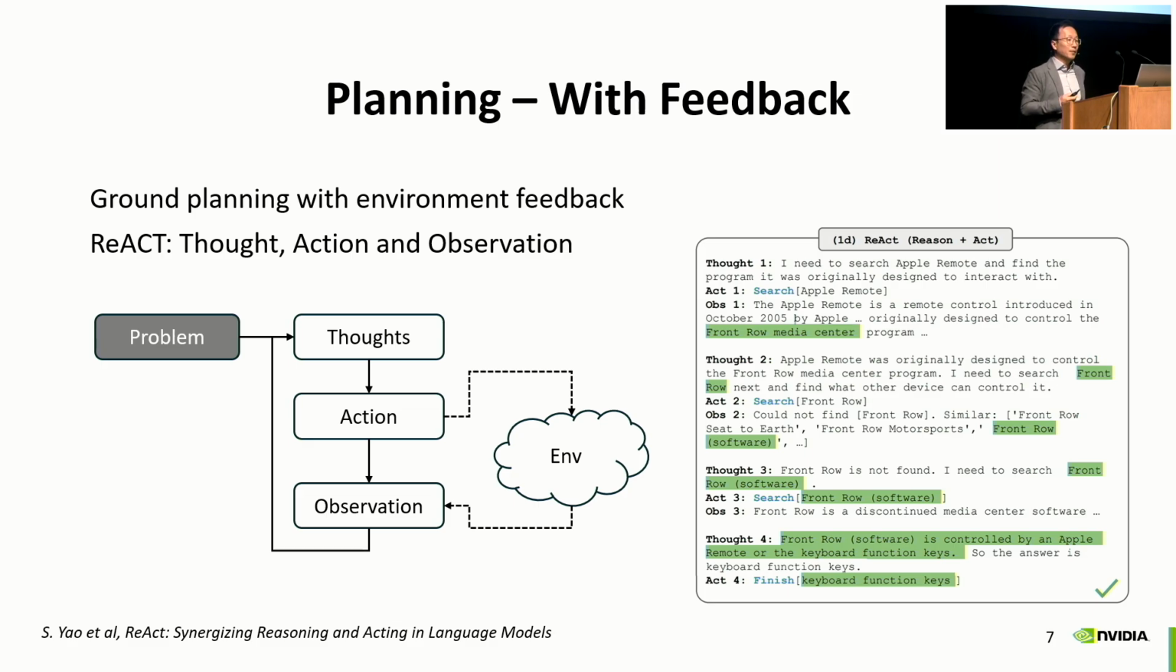So this ReAct platform is a very commonly used method for planning with feedback. At each step, it will reason about its current state and generate actions to interact with the environment. And the environment will respond with observations after this action. And the agent will then go iteratively, step by step, to continue to interact with the environment. And this is one of the most commonly used planning methods in the agent. And we'll show its use case in our examples.